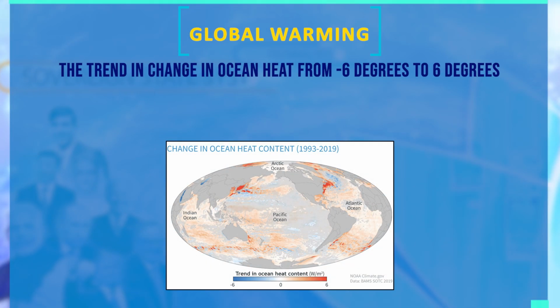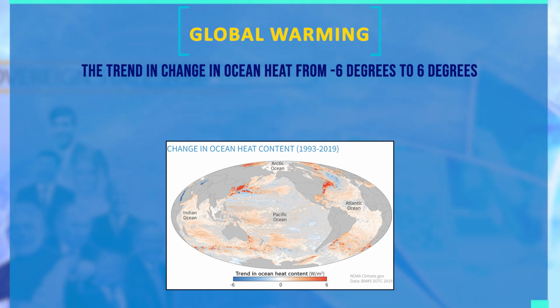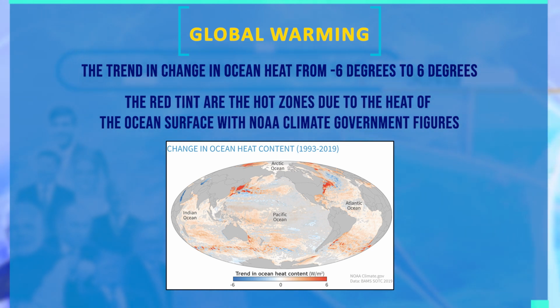Look at this picture, which is showing the trend in ocean heat from -6 degrees to +6 degrees. The red tint you can see in this picture shows the very hot zones due to the heat of the world's ocean surface, with the NOAA climate government figure. The oceans are getting warmer, which is shown in this graph also. You can see from 1880 to 2020.